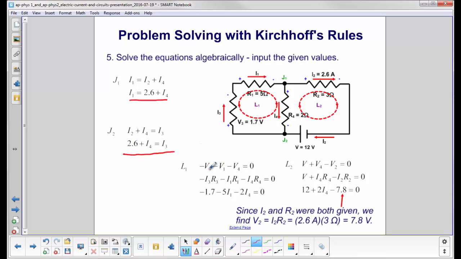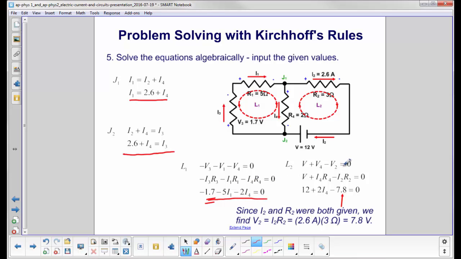Loop 1, here's the voltages, here's V equals IR, and let's see what we can plug in here. Let's see, I3, R3. Where is that? That's over here. We don't have I or R, but we do have the voltage, 1.7. So we'll just put that in over here, 1.7. I1, R1. R1 is 5, so that's 5I1. And then let's look at I4. We have the resistance 2. You put that in for R4, and you have 2I4. So now we have 3 equations.